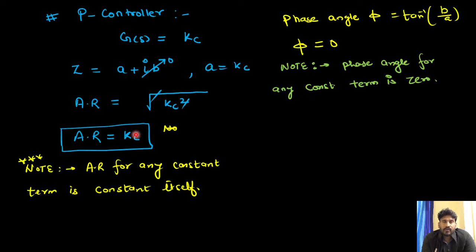So guys, if you have a constant number, then the amplitude ratio is the constant number itself. I have written it here: AR for any constant term is the constant itself. And for any constant, your phi will be 0.